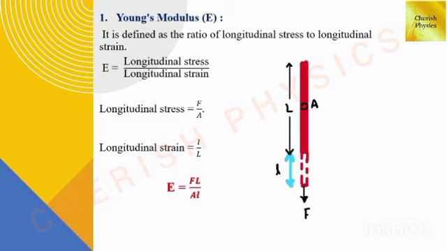See the diagram. It is a rod of length L and area of cross section A. Here the tensile force F is applied. The rod gets elongated. So the longitudinal stress equals F by A and the longitudinal strain equals delta L by L, that is, change in length by original length. Hence, Young's modulus E equals F into L divided by A into delta L. Note down this formula, it's a very important one. Problems will be asked in this topic.